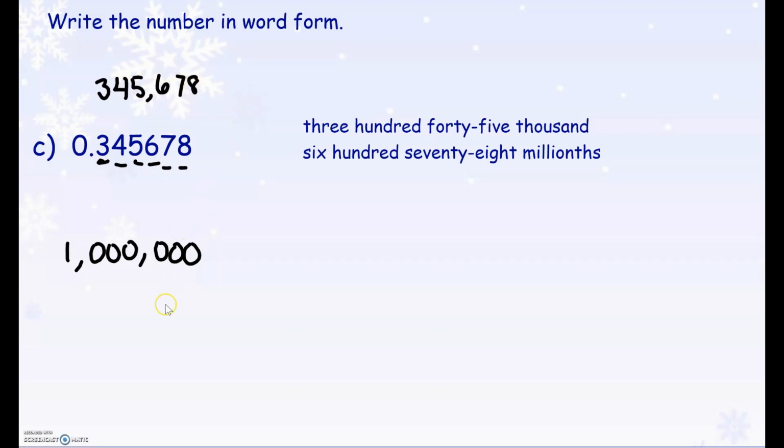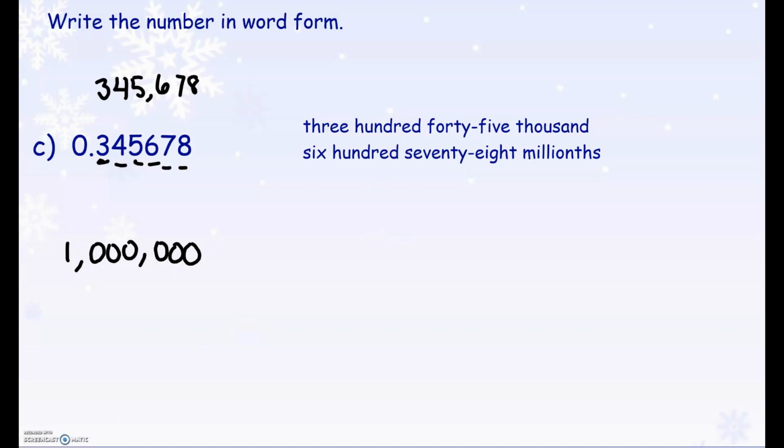345,678 millionths. Also notice that I'm hyphenating my 2-digit numbers, 45, 78, from 21 all the way up to 99. We want to make sure we're hyphenating our 2-digit numbers that aren't multiples of 10.